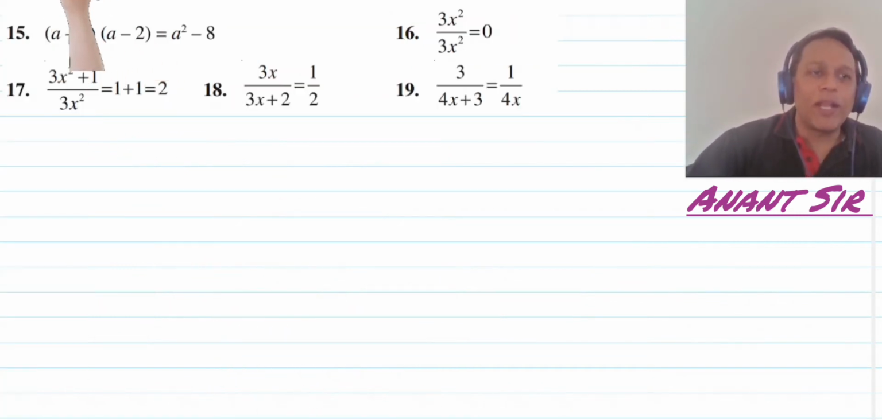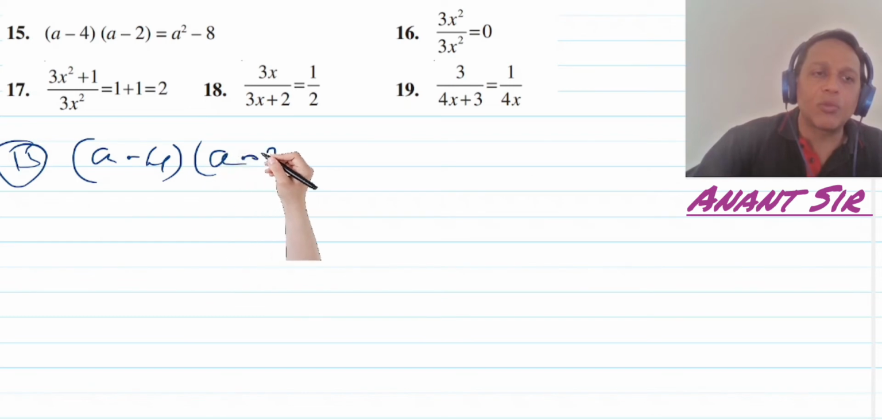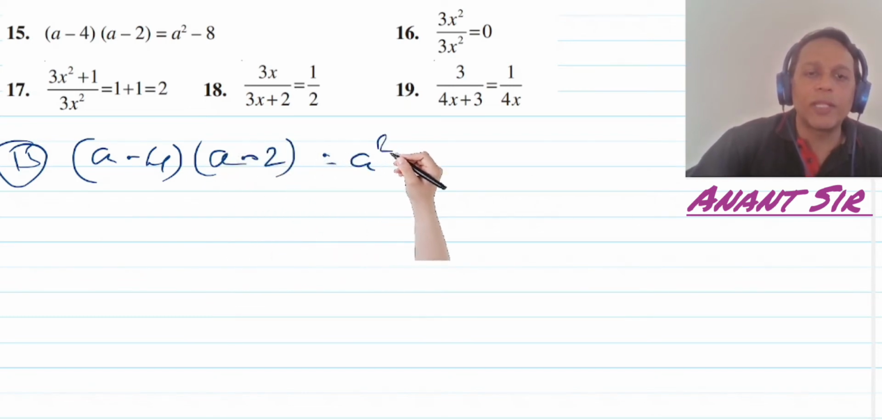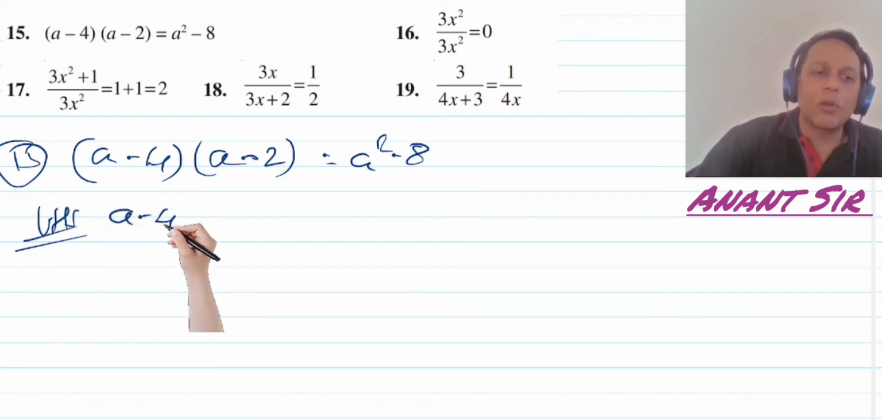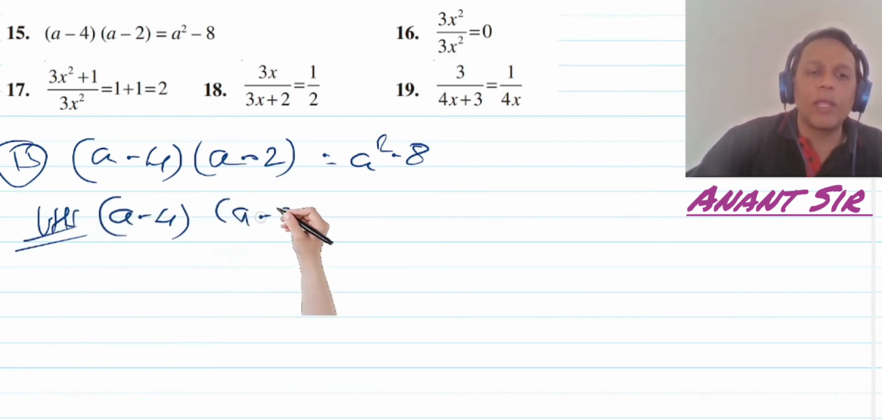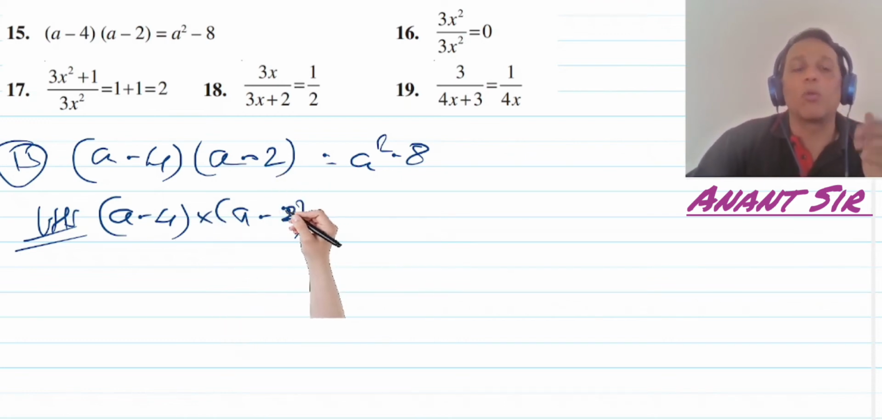So, question number 15 now. Friends, question 15 is very easy. It's very similar to what we did in the previous question. (a minus 4) into (a minus 2) is a square minus 8. So let's check whether we get that answer or not. (a minus 4) into (a minus 2). What is there between the two brackets? There was nothing. That means we have to multiply.